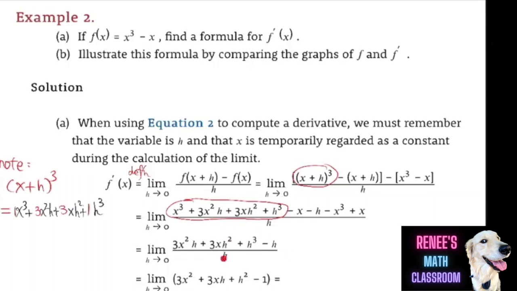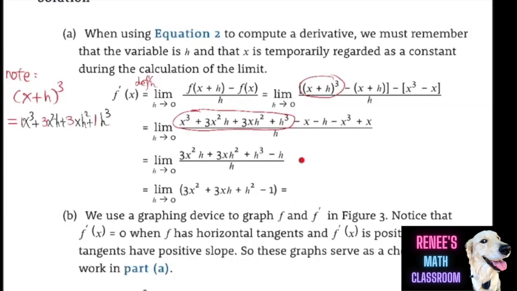Now divide by h. Everything on top will be divided by h. We get this expression here. So we're taking the limit of this function. Notice that here, the h is changing. The x here is regarded as a temporary constant. So we substitute h to be 0.